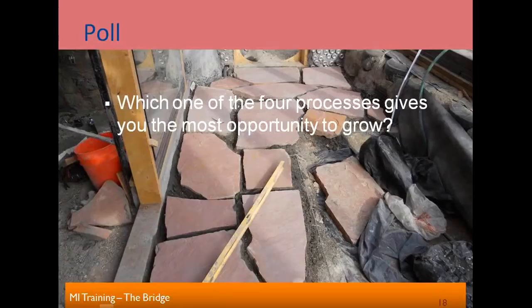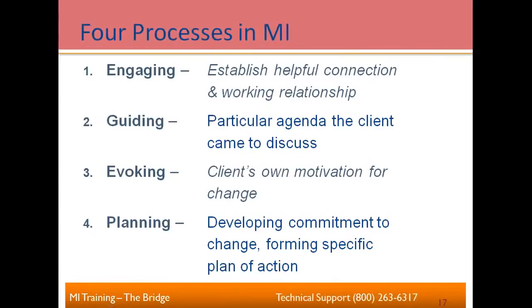So call out which one of these processes would be most of a growth opportunity for you that you would like to bring into your work. So engaging, guiding, evoking, or planning. And if the typist could please type some of those in, that would be helpful. So which one of these four would be one that you would really say, I want to focus on being able to engage better? And somebody just wrote in engaging. Somebody also just wrote in planning. Okay, engaging. We've got two engagings. Oh, somebody wrote in evoking too. That was the first one. Okay, so evoking, planning, engaging.